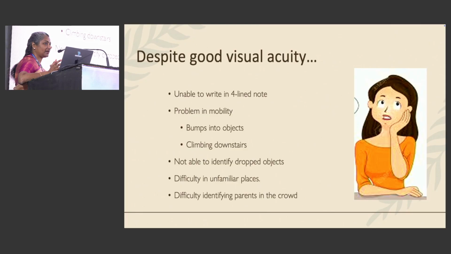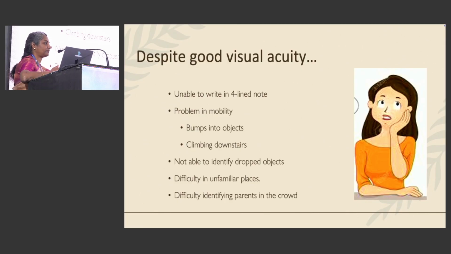This problem may happen in many preterms where we are not testing for the higher visual functions and also many of the features of CVI. So the inability to write in the 4-line notebook may have many causes, like a contrast issue, or the visually guided motor aspects may not be up to the mark. And they are bumping into objects or having trouble climbing downstairs because of a lower field defect. The fields have not been assessed, only the visual acuity has been assessed. Similarly, the same reason applies for not finding the dropped objects.